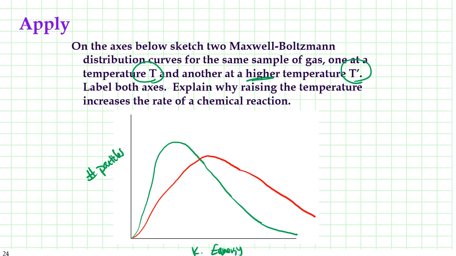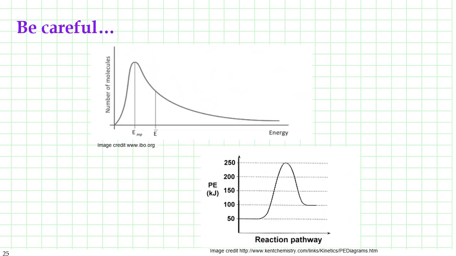Good. When I add in my activation energy, maybe this is our activation energy, notice that these are the only particles that have sufficient energy to overcome activation energy, whereas at my higher temperature, we have way more particles that have energy sufficient to overcome activation energy and react. Good? Good.